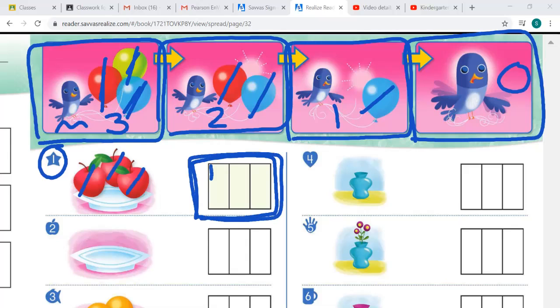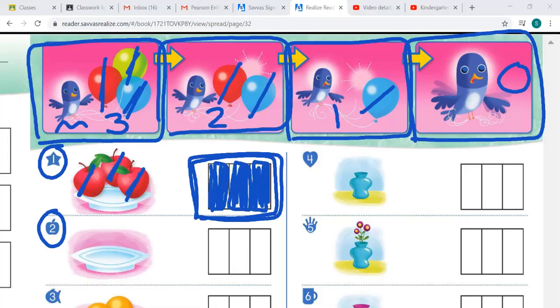3. 1, 2, 3. Good job. 3 rectangles showing. That's representing 3 apples. All right, let's look at number 2.